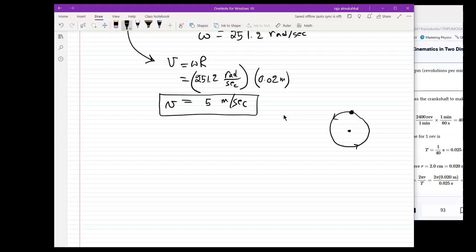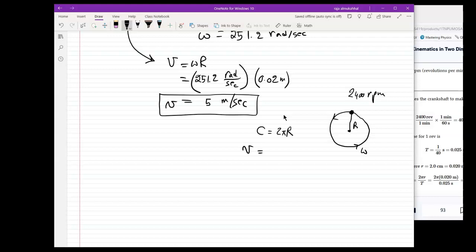And it's making 2,400 RPM, right? It's spinning really fast, 2,400 RPM. So it's making a circle. This is the radius r. It's making a circle of circumference 2 pi r, like that.